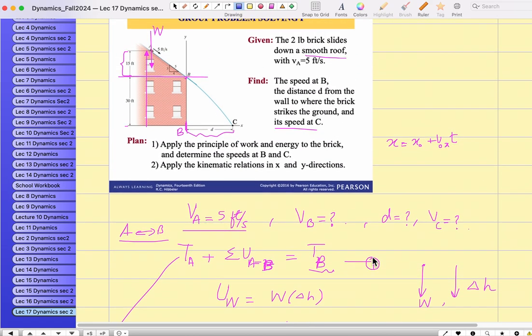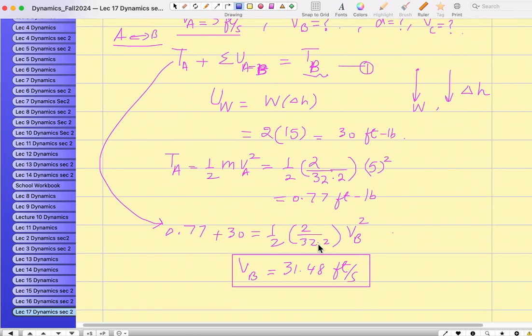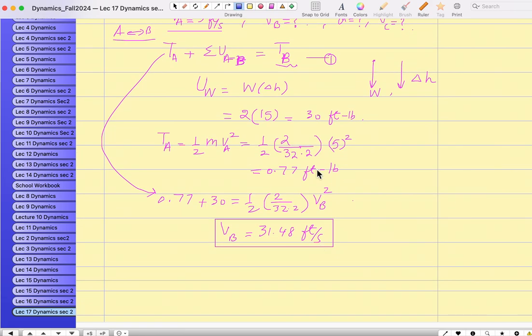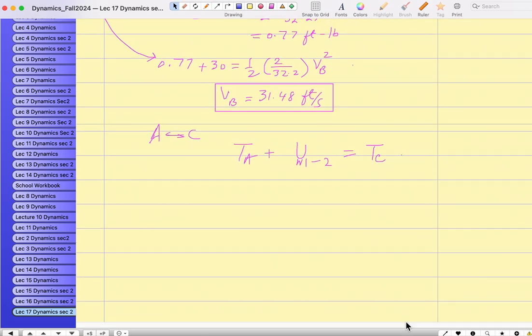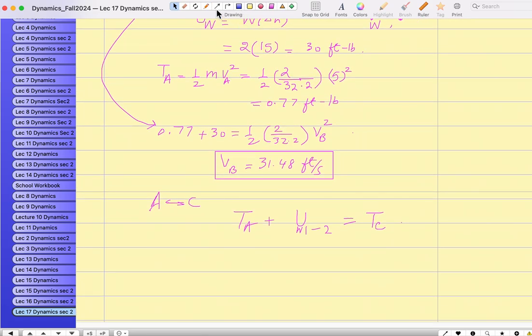You will use the same principle to find the speed at this point. Now this time I'm using point A and point C. T sub A plus U_W equals T sub C. So this is correct now. T sub A is already there, so we don't need to recalculate it. This is 0.77.